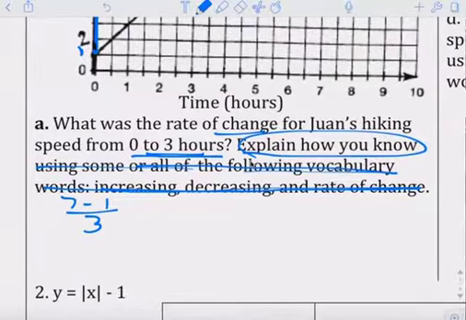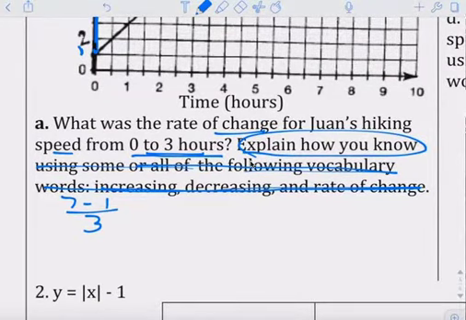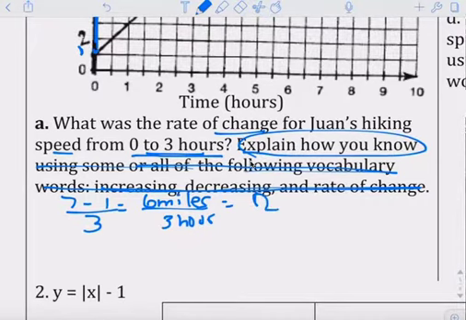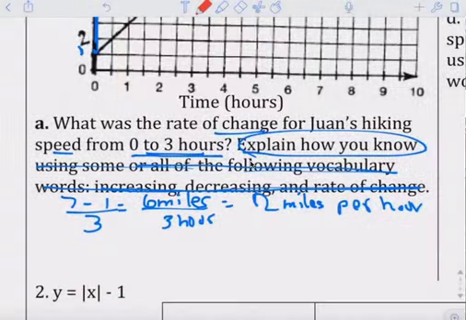Okay, so speed is distance over time. The distance is 6 miles over a time of 3 hours. So you get 2 miles per hour. Juan is hiking 2 miles per hour.